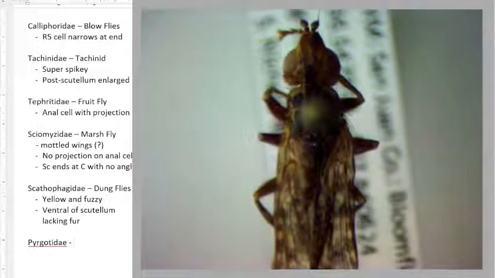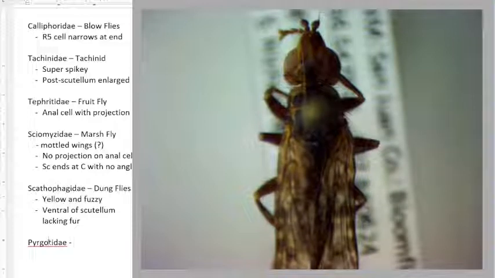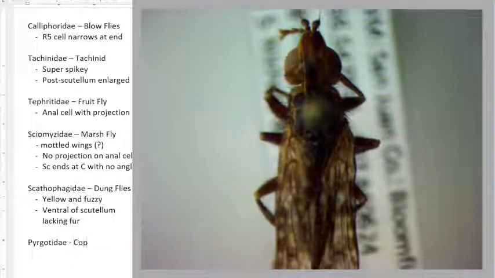Sorry, guys. Okay, so we're looking at the pergodids.